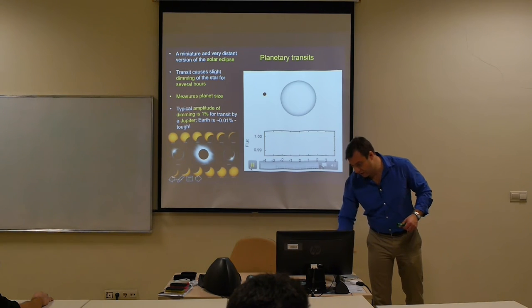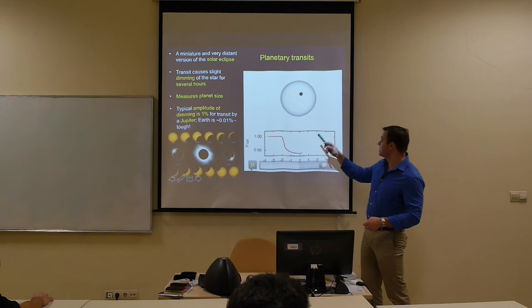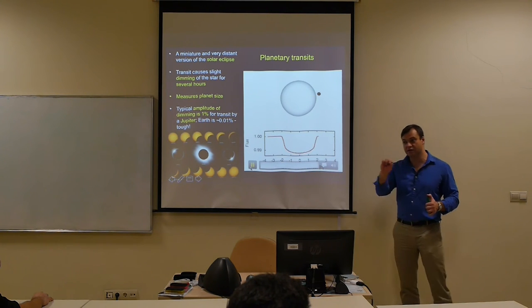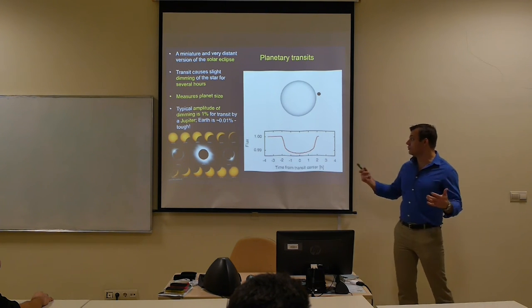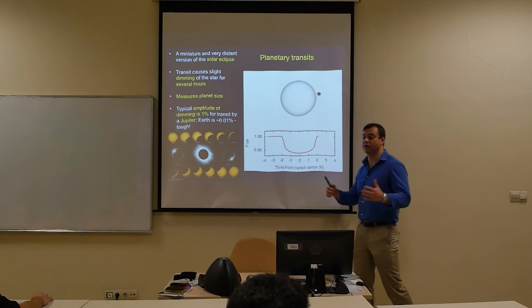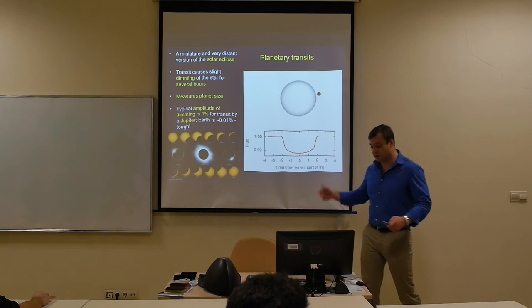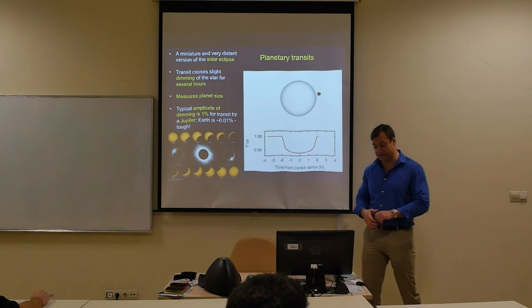So if I run this movie, you see that at some point the flux drops because the planet goes over the disk of the star and it actually blocks out some light, and that's why we see this transit, which lasts typically for several hours depending on the orbit of the planet. So that's the whole idea of the planetary transit.